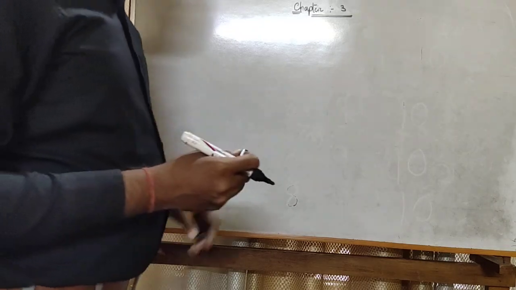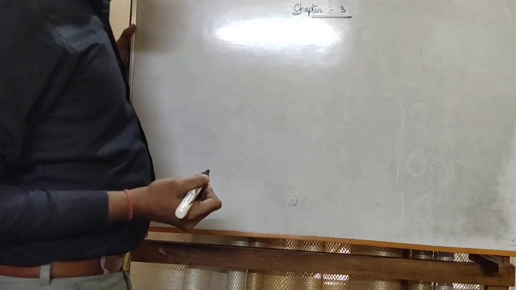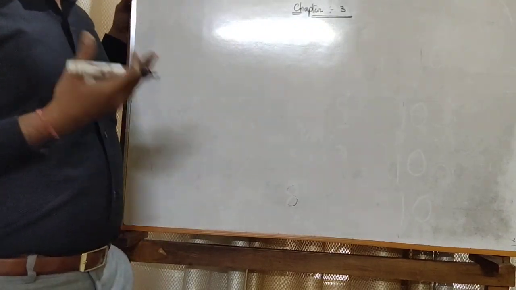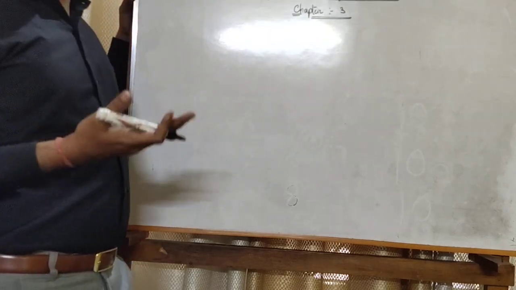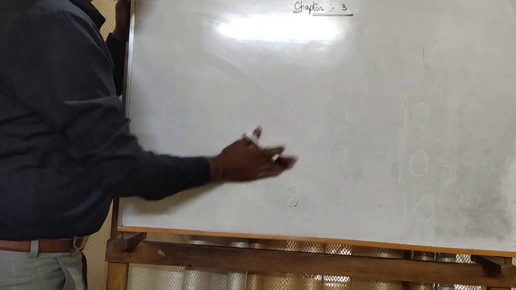So good morning everyone. Today we are going to start chapter number 3, squares and square roots. In this chapter we will be learning how to find the square of a number, and if a number is given, you can also find the root of the number. So let us see how to find the square.